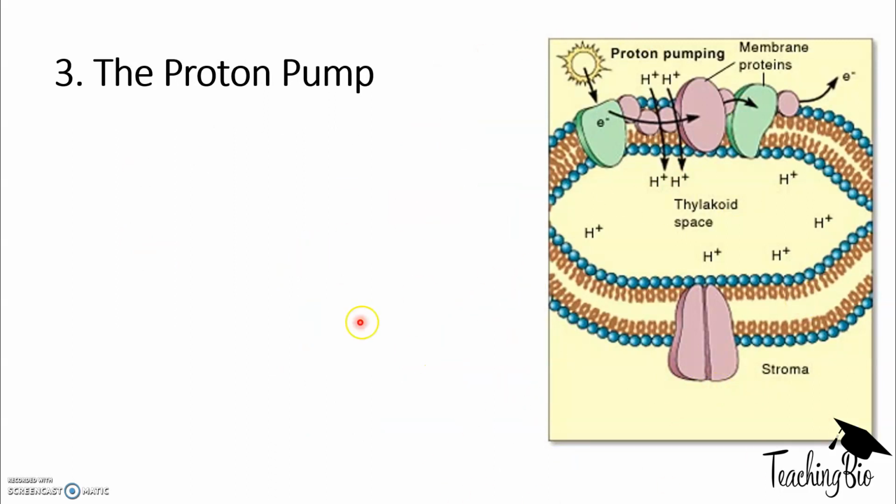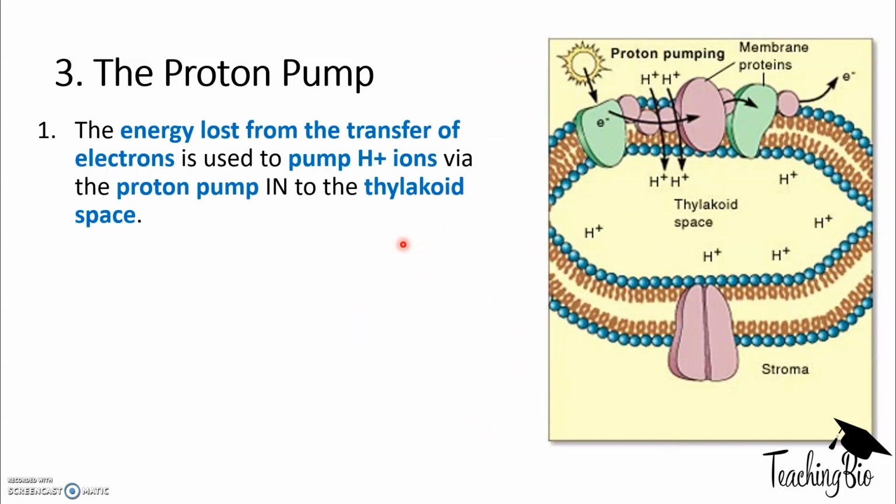So we're going to have a look at the proton pump now, and this is where the energy that we kept losing from the electron transport chain will be used. So the energy lost from the transfer of electrons will be used to pump protons into the thylakoid space.